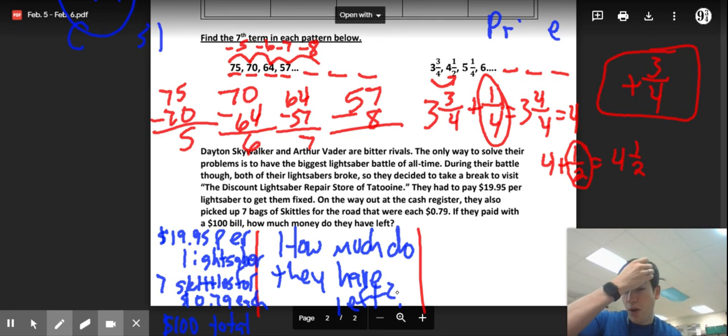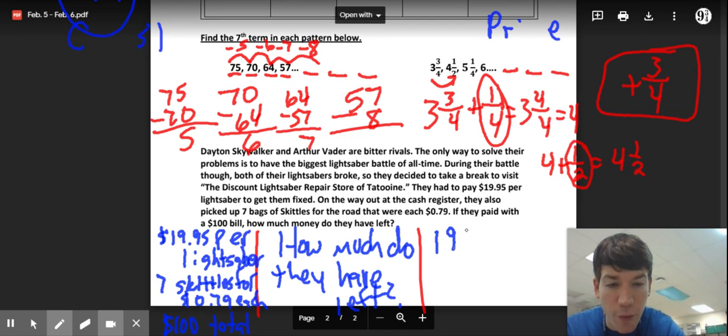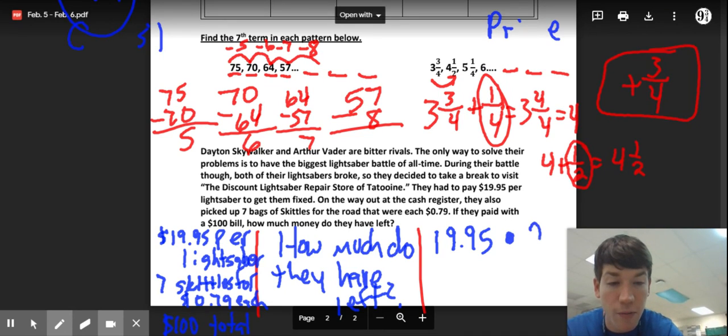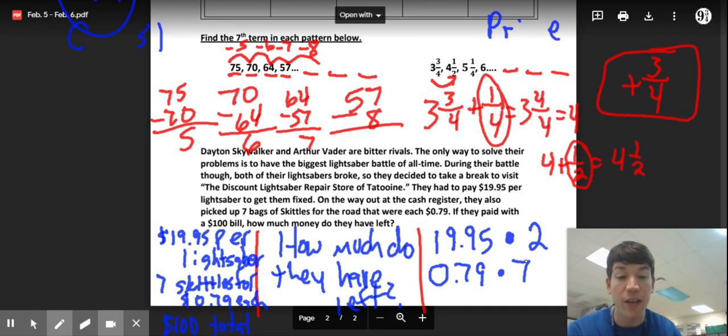All right, so we know that they start with $100. We have to think about what they're buying. Well, they are going to have to repair their lightsabers, and that comes at a cost of $19.95, and they're going to do that 2 times, so I'm going to multiply that by 2. What else are they buying? Well, they're buying 7 bags of Skittles for 79 cents each, so I'm going to multiply 79 cents times 7.